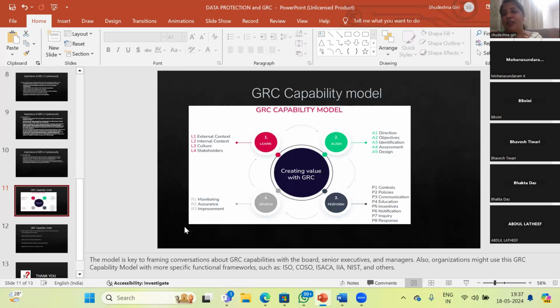Your customer should be happy and should have the confidence that his or her data is secure with you. Okay, so this is the GRC capacity model.